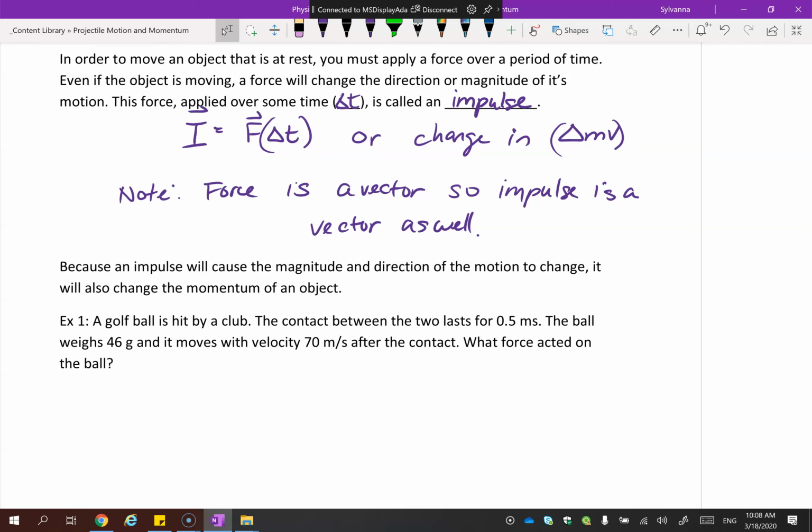A golf ball is hit by a club. The contact between the two lasts for 0.5 milliseconds. The ball weighs 46 grams, and it moves with a velocity of 70 meters per second after the contact. What force is acted upon the ball? The first thing we need to find is our change in momentum.